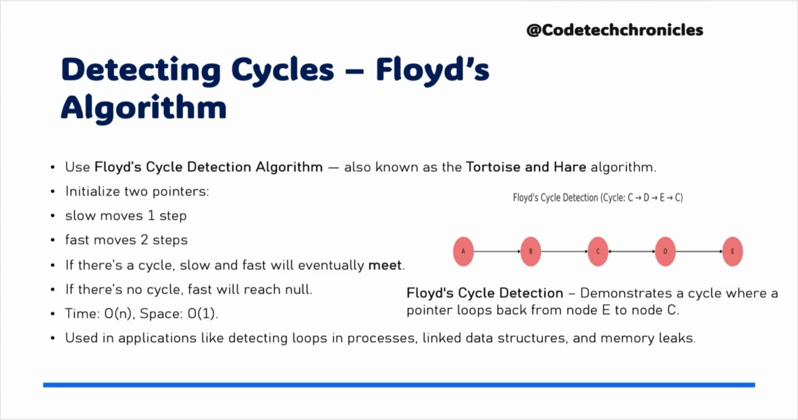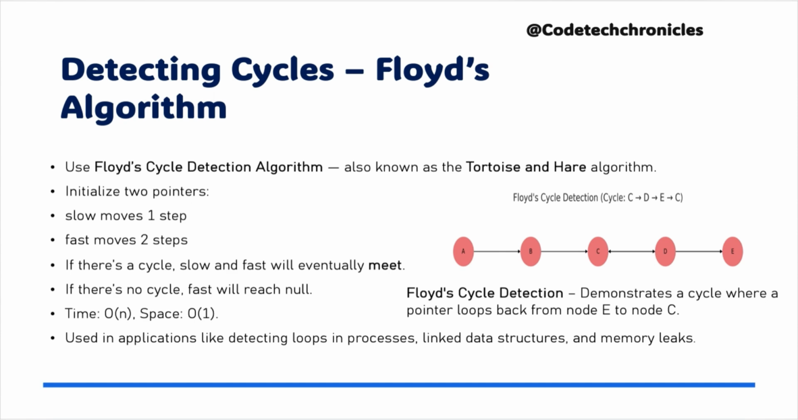Now let's talk about one of the most elegant and widely used algorithms in data structures, Floyd's cycle detection algorithm, also popularly known as the tortoise and hare algorithm. You use two pointers to traverse the linked list at different speeds. The slow pointer, the tortoise, moves one node at a time. The fast pointer, the hare, moves two nodes at a time.